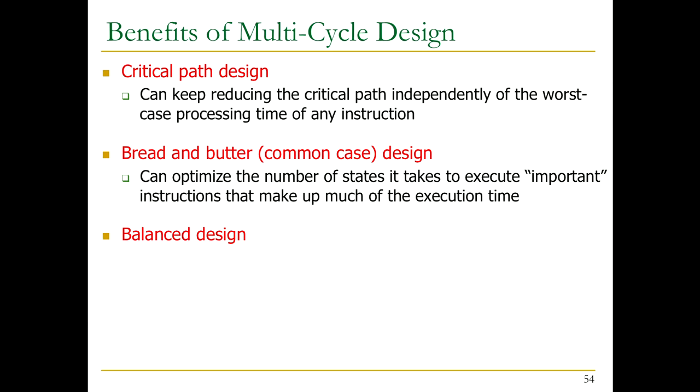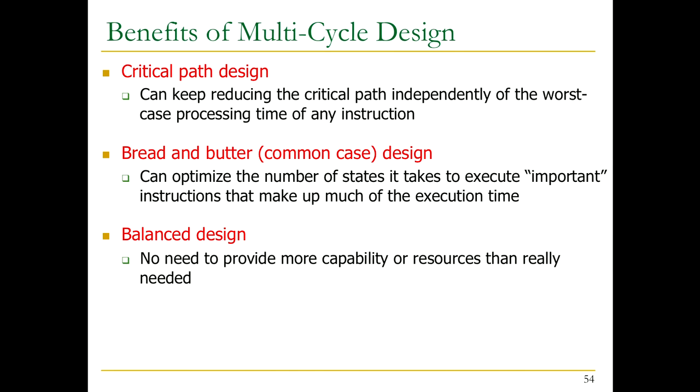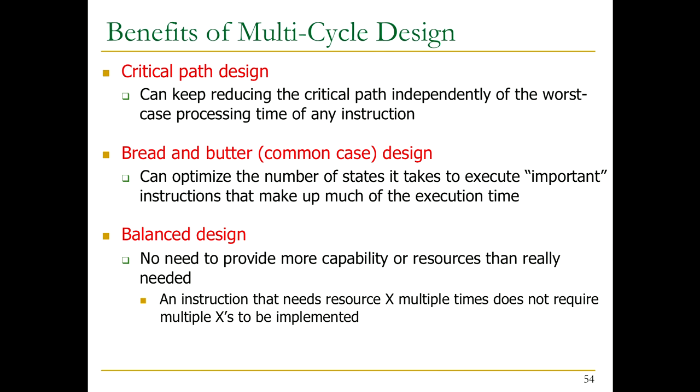That make up much of the execution time. You didn't have this freedom in single cycle. Balanced design: there's no need to provide more capability or resources than you really need in this case. We're going to get rid of some of those adders. Basically, an instruction that needs a resource X multiple times doesn't require multiple of those X's to be implemented, right? Because you use that X in this step, and then you reuse that X in the next step, as long as you design the data path and the wires such that you can reuse a data path element many times.